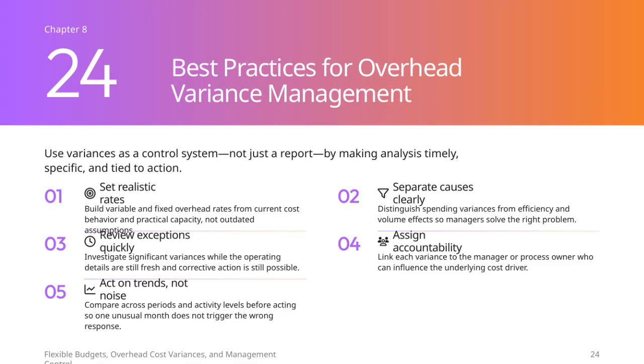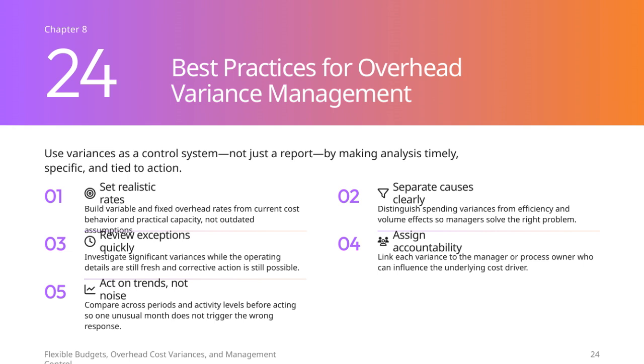When managing overhead variances, it's important to think of variances as a control system rather than just a report. This means making your analysis timely, focused, and directly linked to action. First, setting realistic overhead rates is crucial. These rates should reflect current cost behavior and practical capacity, not outdated assumptions. Next, clearly separate the causes of variances. You should distinguish spending variances from efficiency and volume effects so that managers can address the right issue.